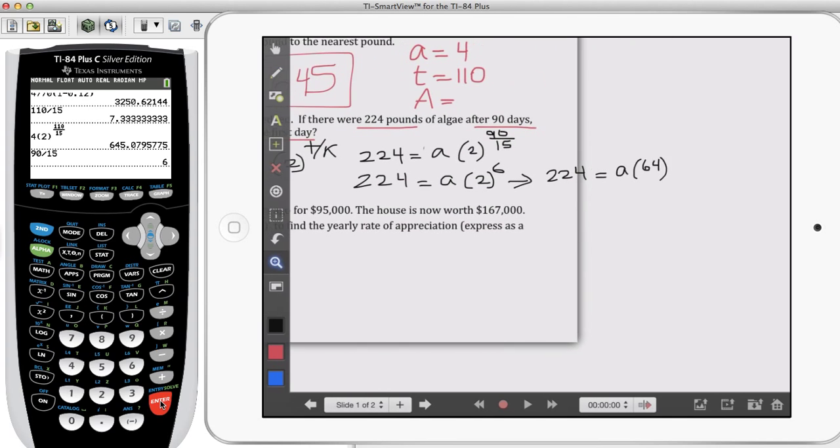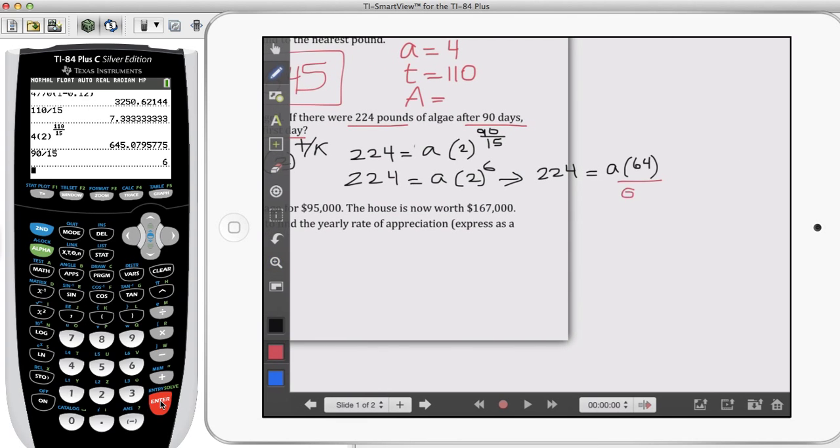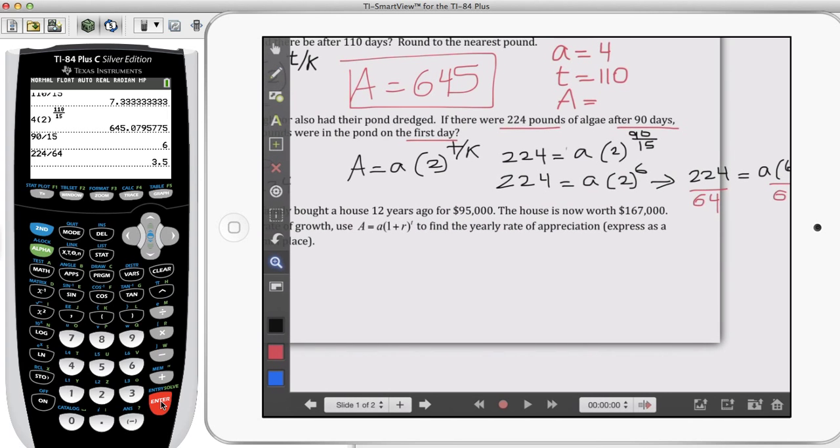Then to find a, you can divide both sides by 64. So a is equal to 224 divided by 64, which is in this case 3.5. So this is the initial amount. This is how many pounds I had at the beginning.